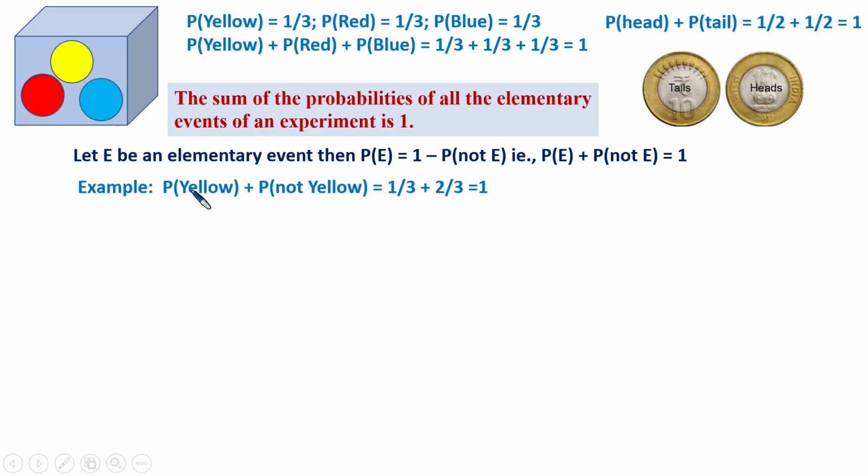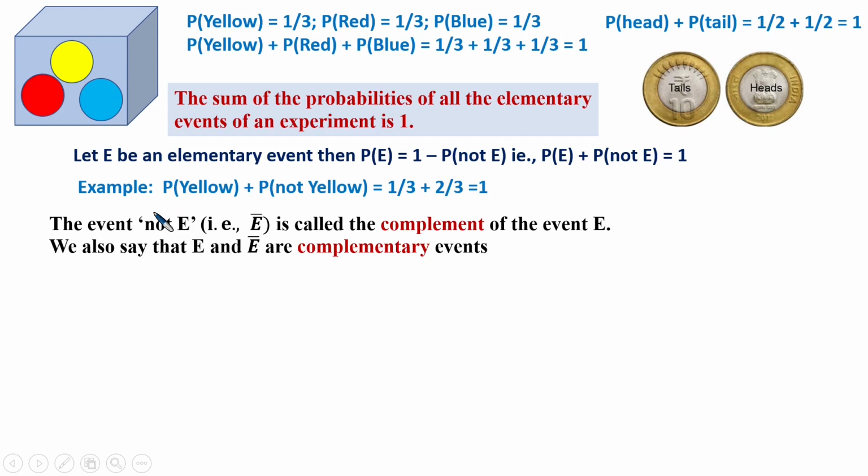So that is 2 by 3. So 1 by 3 plus 2 by 3 is equal to 1. Thus one can say that the event not E, which I represent as E bar, is called the complement of event E. We also say that E and E bar are complementary events. Like probability of head is a complementary event of probability of tail. That is, probability of head is the complement of probability of not getting head. So they are complementary events.